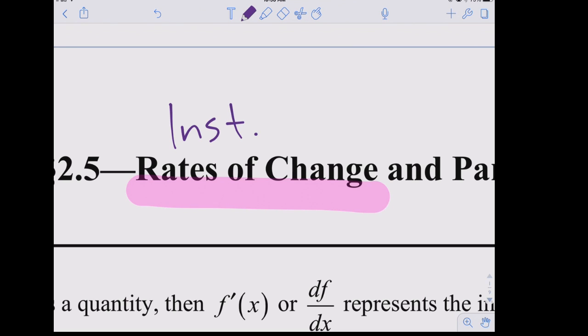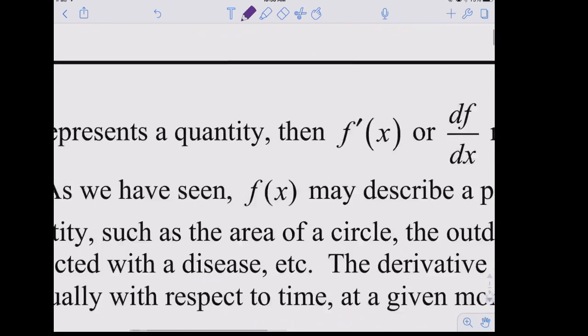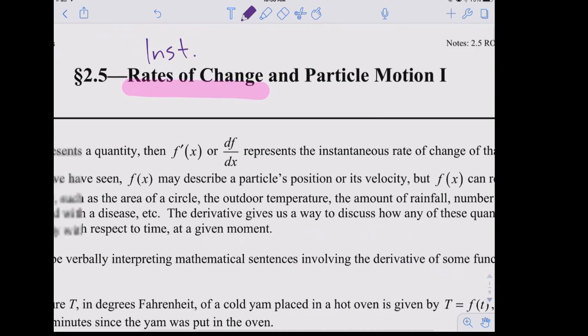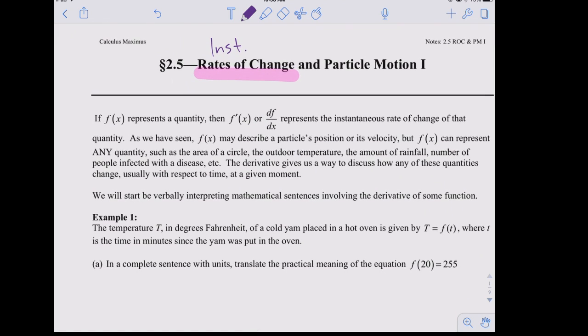Well, we can still talk about average rates of change, which would require not calculus, but algebra. It's still pretty good to know some of that stuff. All right, so if f of x represents a quantity, then f prime or df dx in Leibniz notation represents the instantaneous rate of change. And we could be talking about then the rates of change of any quantity that we're measuring.